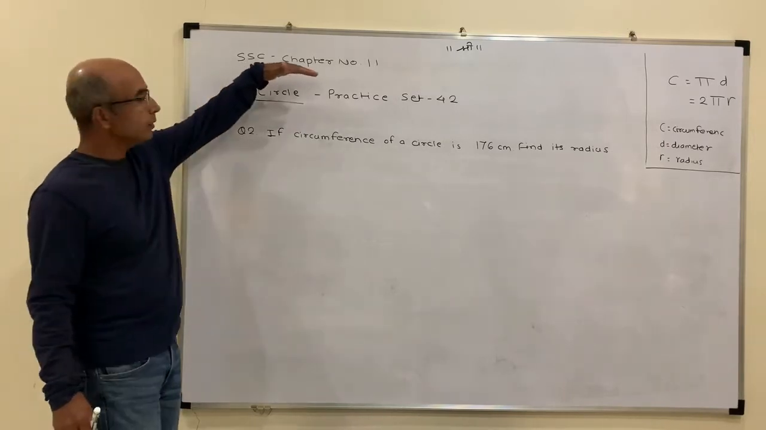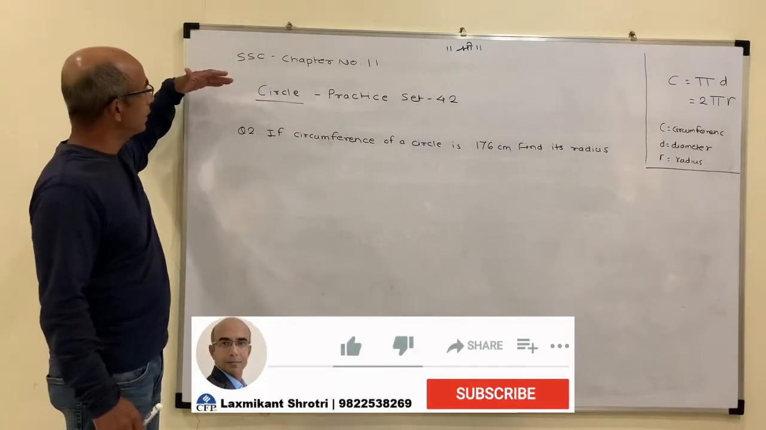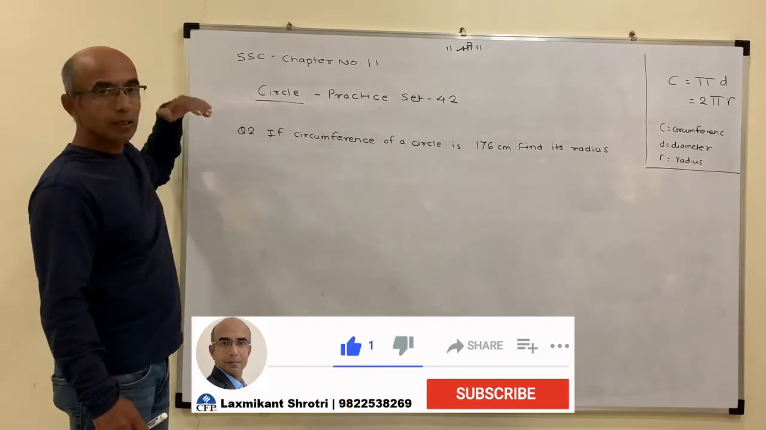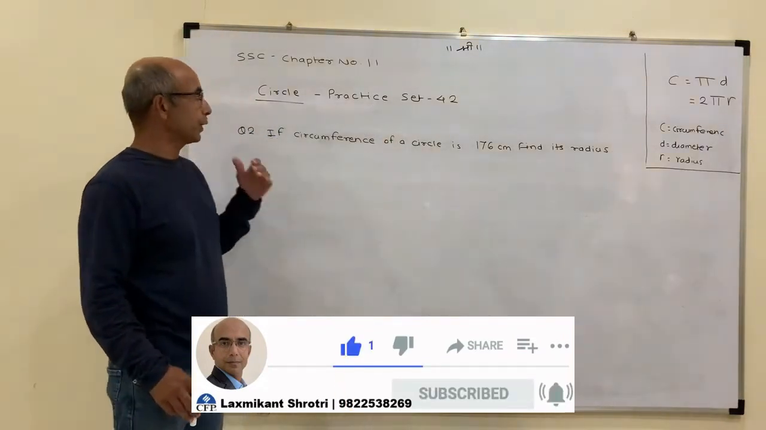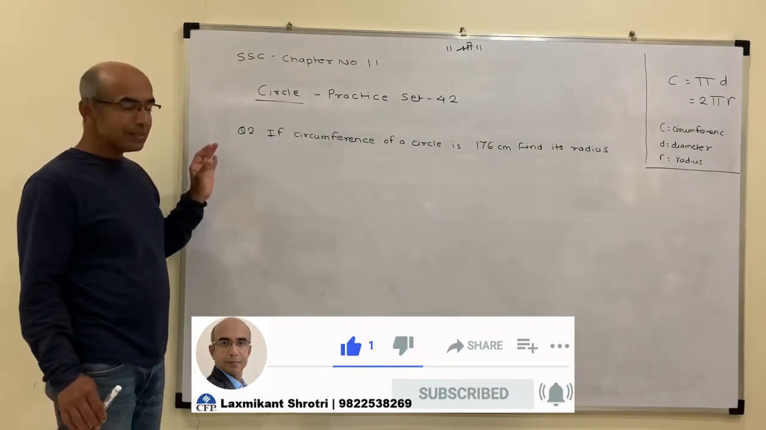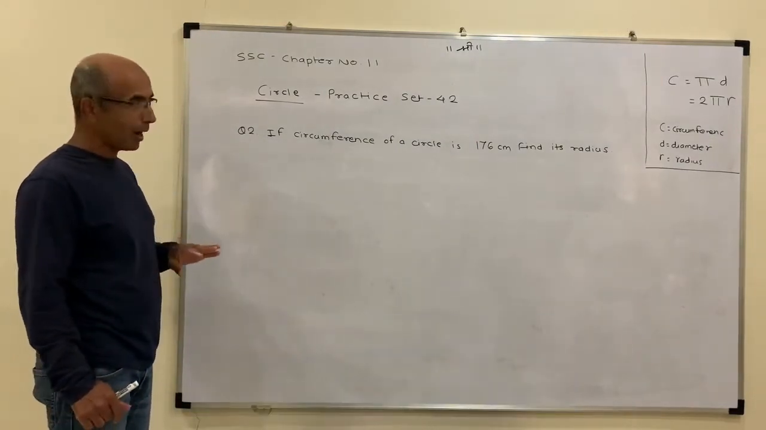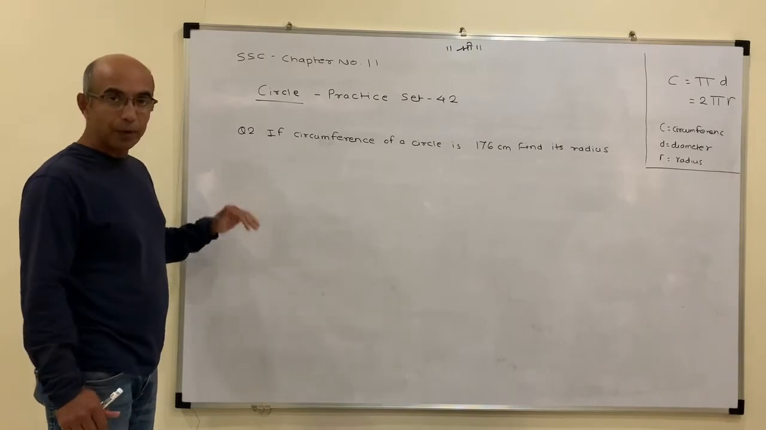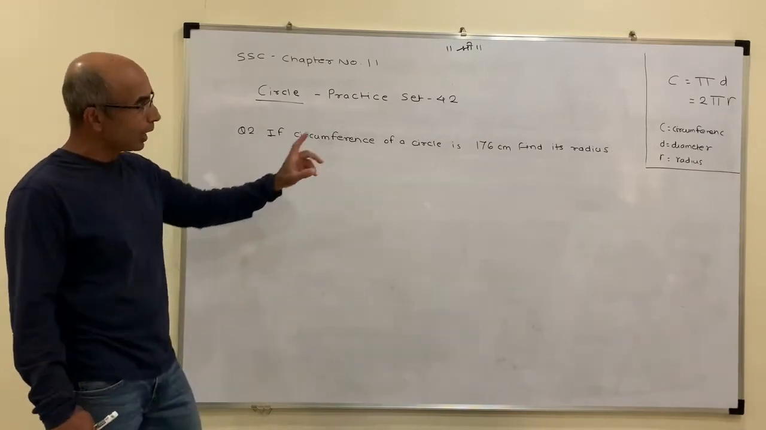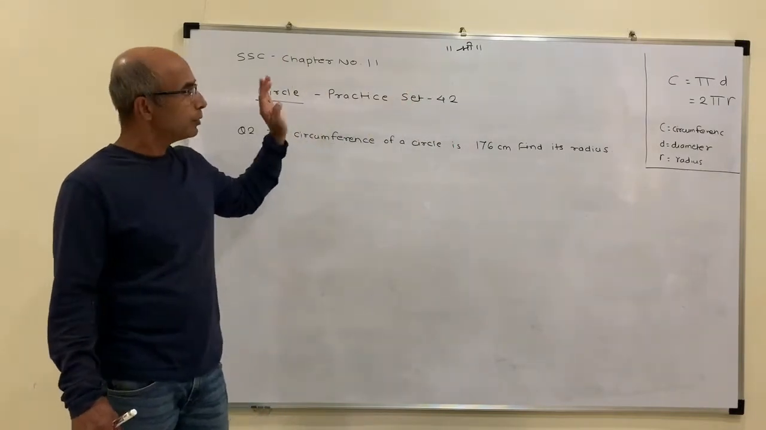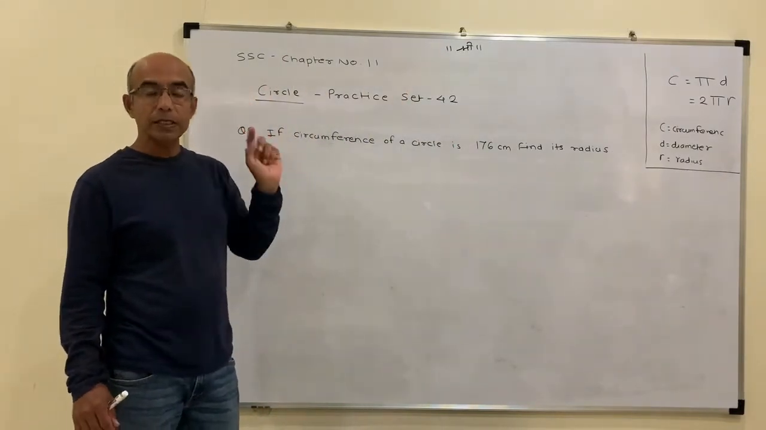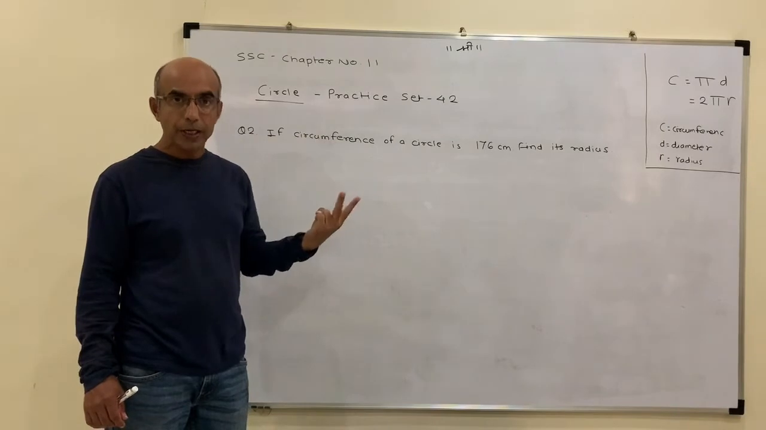Chapter number 11 from the SSC book, Circle. Today we are solving practice set 42, and precisely not solving question number 1, as it's a tabular question where you can apply those formulas and find out the missing values. Circumference is equal to pi into d.